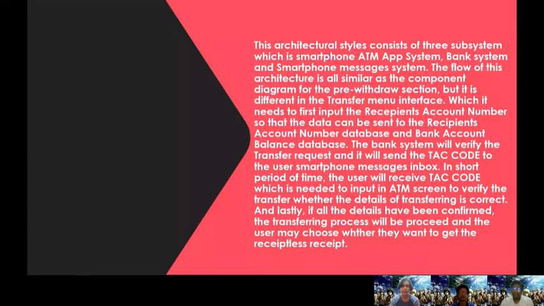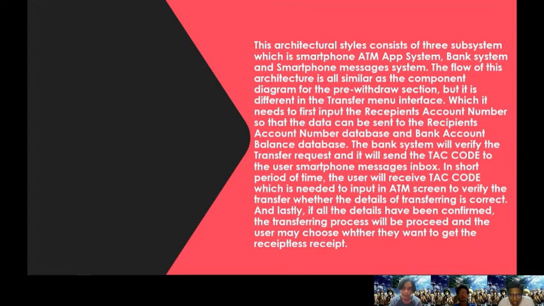So next, this architecture style consists of 3 subsystems, which are the smartphone app system, bank system, and smartphone message system. The flow of this architecture is all similar to the component diagram for the pre-withdraw section, but it is different in the transfer menu interface, which needs to first input the recipient account number, so that the account number data can be sent to the recipient account number database and the bank account balance database.